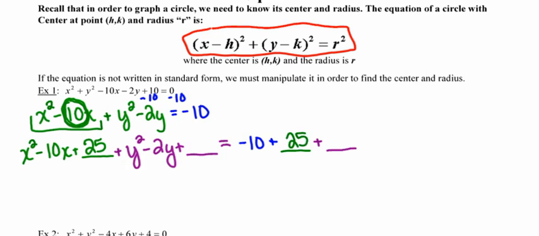Once I do that for the x's, I'm going to do it for the y's as well. So half of 2 is 1. When I square it, I get 1, and I'm going to add it to both sides.